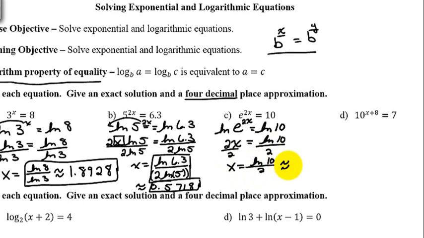And so then we want a 4 decimal approximation to this. So natural log of 10, and then divide that by 2, and you end up getting 1.15129. So I need to round the 2 up to a 3. And here's our exact solution.